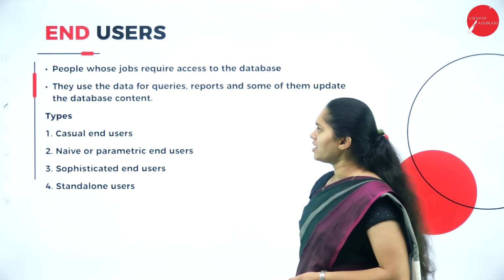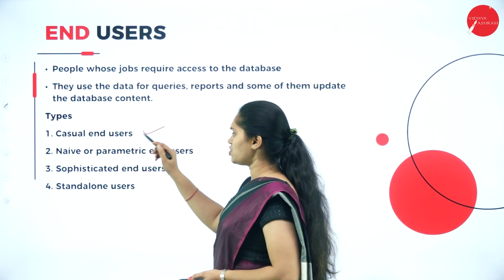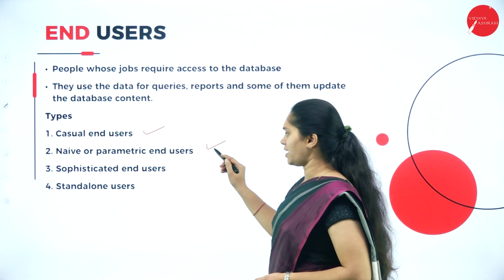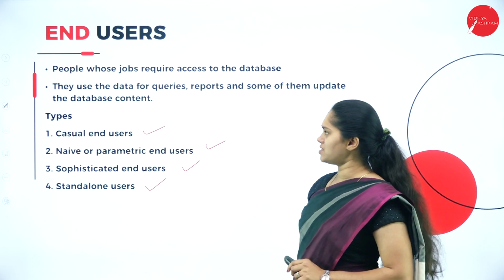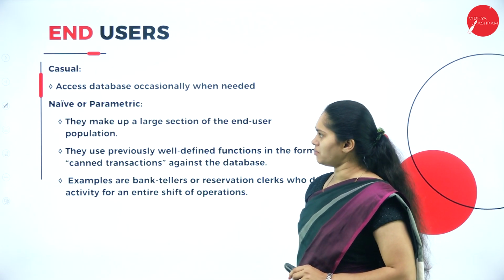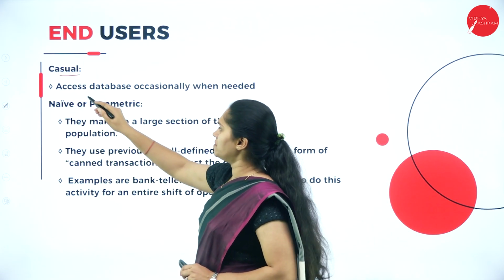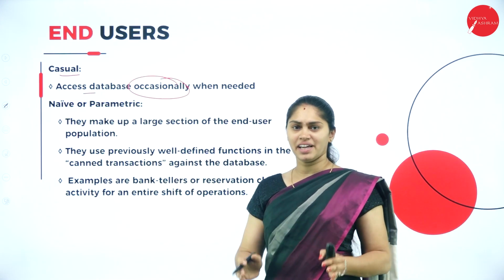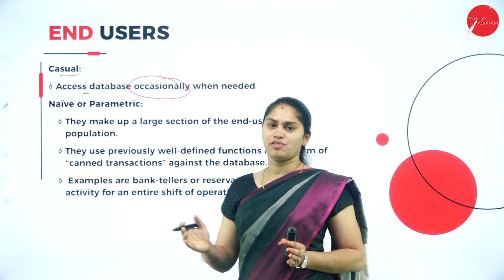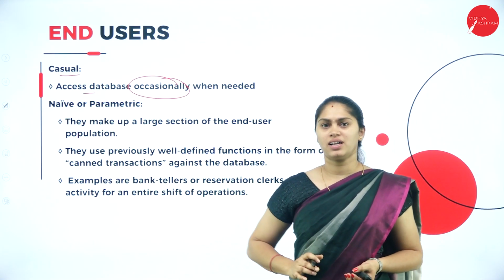So in the end user, here also we have 4 types: casual end user, naive or parametric end user, sophisticated end user, and standalone end user. So we'll see each type one by one. If it is a casual end user, they are going to access the database occasionally, but each time the requirement is different.